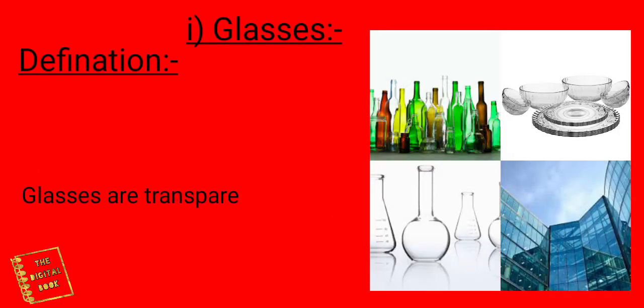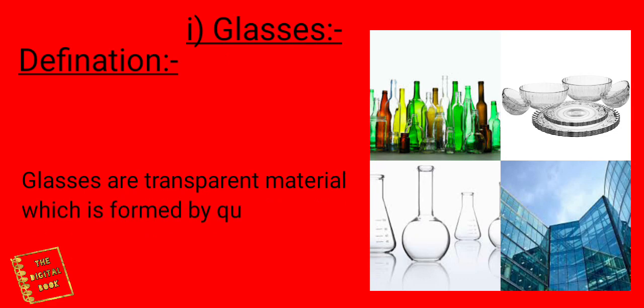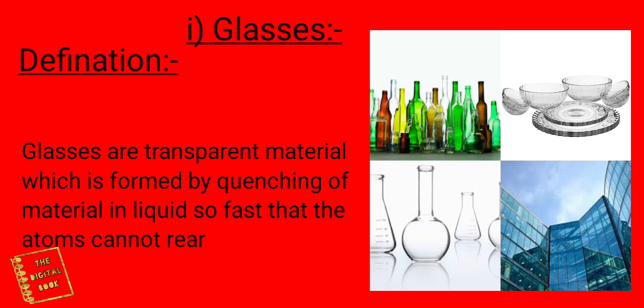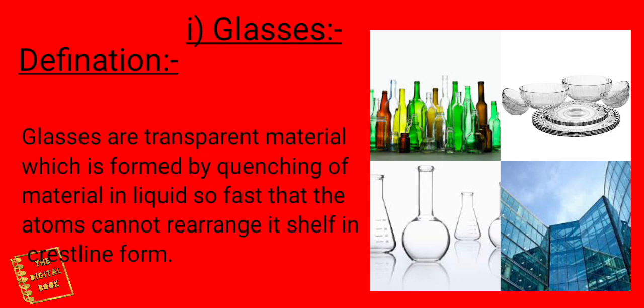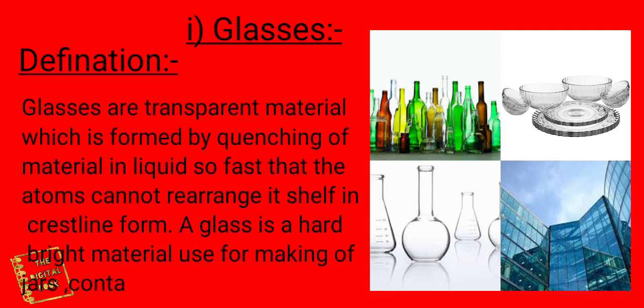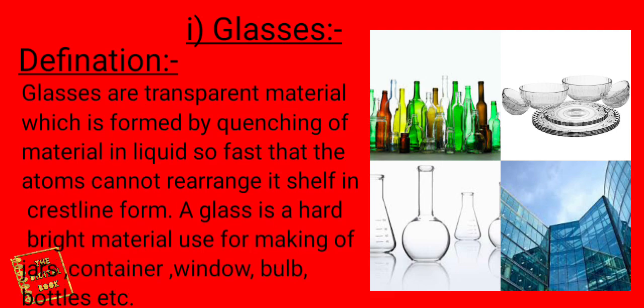Glasses are transparent material which is formed by quenching of material in liquid so fast that the atoms cannot rearrange themselves in crystalline form. A glass is a hard bright material used for making jars, containers, windows, bulbs, bottles, etc.